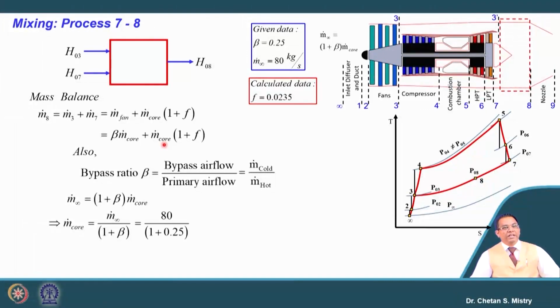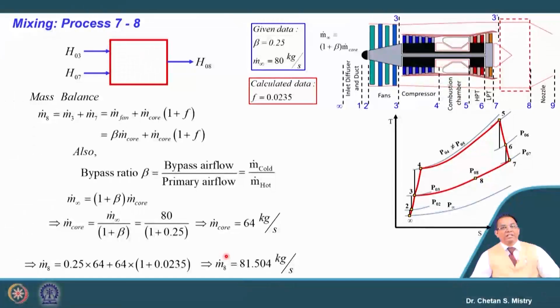Here, since our total mass flow rate is given as 80 kg per second, and our bypass ratio is 0.25, we can calculate the core mass flow rate, which is coming to be 64 kg per second. Once we have this core mass flow rate, we can calculate the mass flow rate at the exit, and this is coming to be 81.50 kg per second. Be careful, do not commit any mistake in this case.